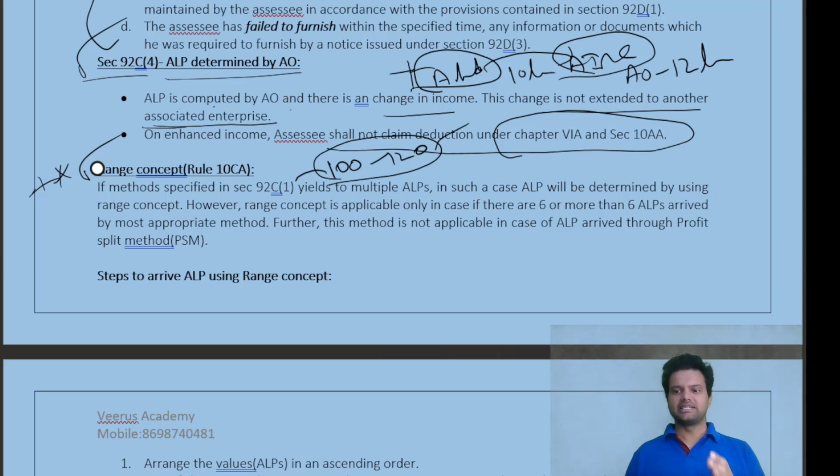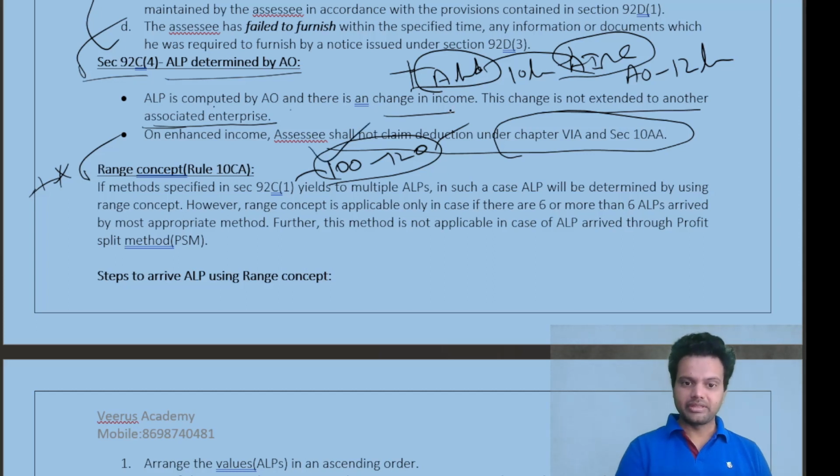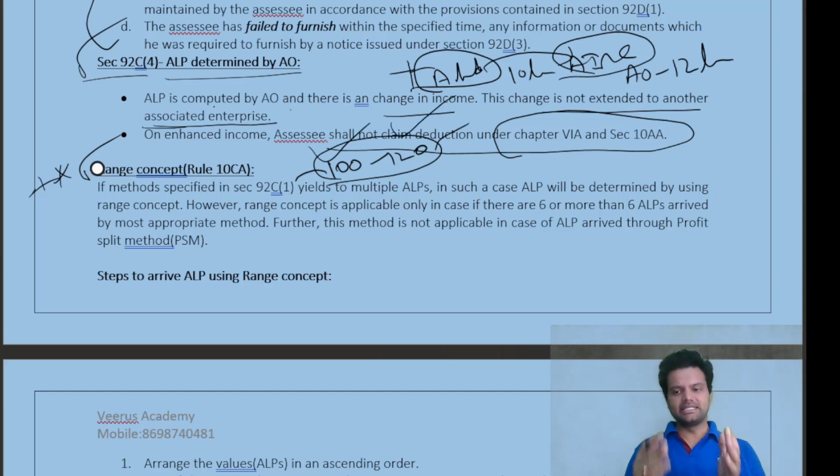The range means there will be a starting point and there will be an ending point. Between the starting and ending points, all the values will fall. That is technically called a range. So how is this range relevant to transfer pricing?